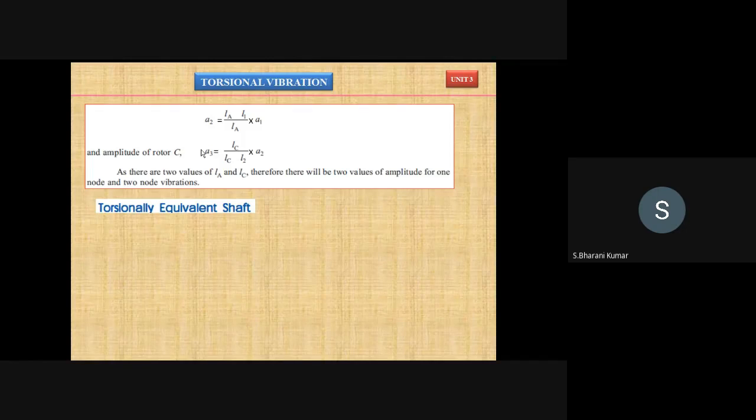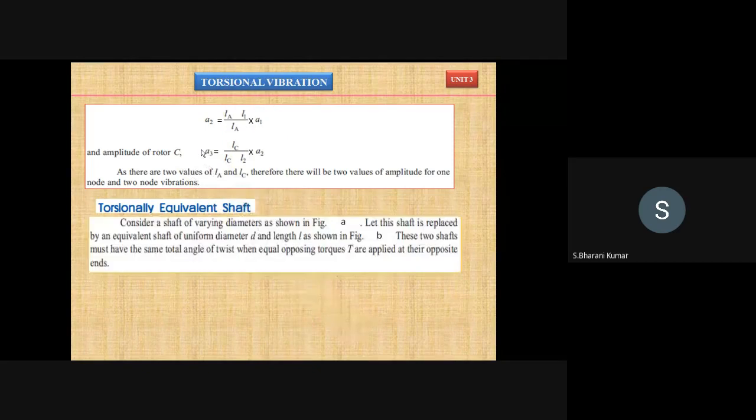But in some applications, the diameter of the shaft is not the same; it will vary. Sometimes it will be a stepped shaft, sometimes a cone shaped one, and so on. For that, we first want to convert it into a torsionally equivalent shaft.